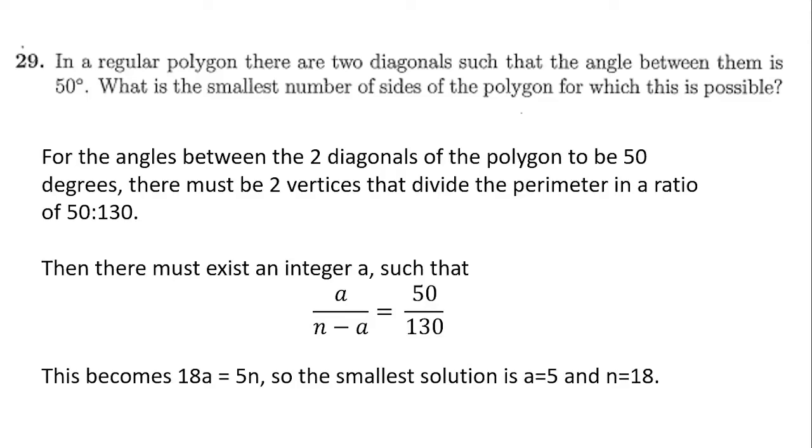So for the angle between the 2 diagonals to be 50 degrees, there must be 2 vertices that divide the perimeter in a ratio of 50 to 130. Then there must exist an integer a such that a over n minus a equals 50 over 130. This becomes 18a equals 5n, so the smallest solution is a equals 5 and n equals 18. So 18 is our answer there.